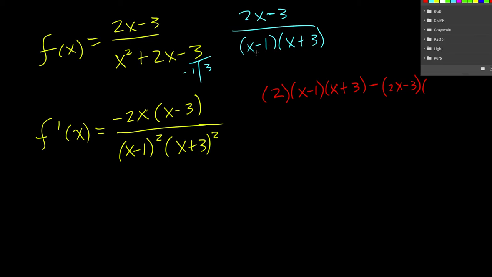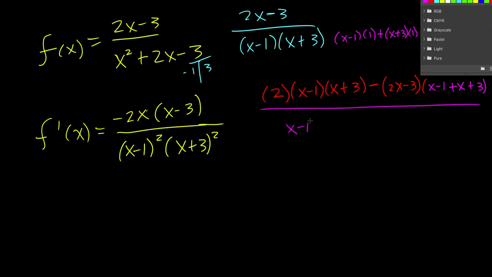So the derivative of the bottom is going to be a product rule, so I'm going to write that right here. So it's the first times the derivative of the second, which is just 1, plus the second times the derivative of the first. So it's really just x minus 1 plus x plus 3. So x minus 1 plus x plus 3. And then this is all over x minus 1 squared, x plus 3 squared. This is from the quotient rule.